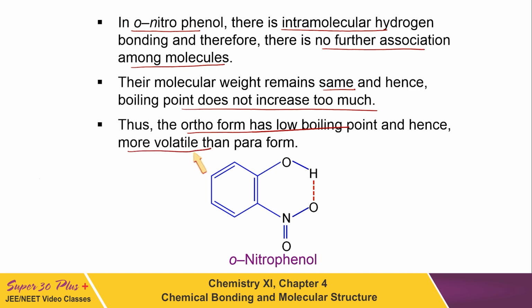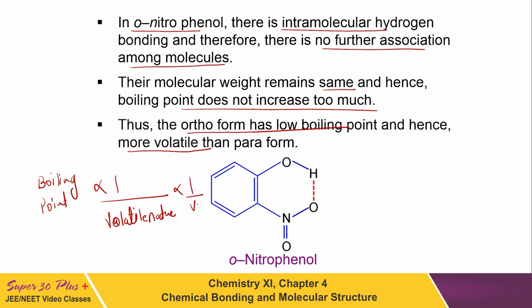I can give you the relation. Boiling point is proportional to 1 upon volatile nature, or you can say proportional to 1 upon vapor pressure. They are just the reverse of each other. Vapor pressure and boiling point, they are reverse of each other.